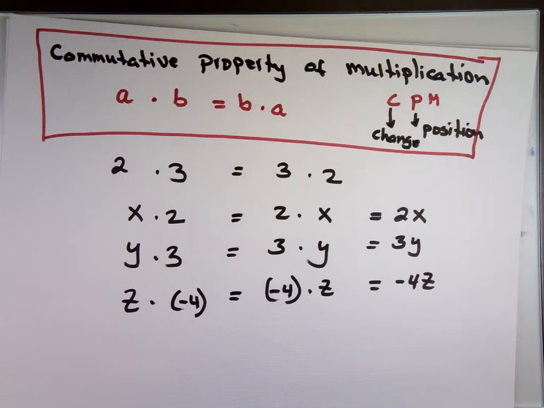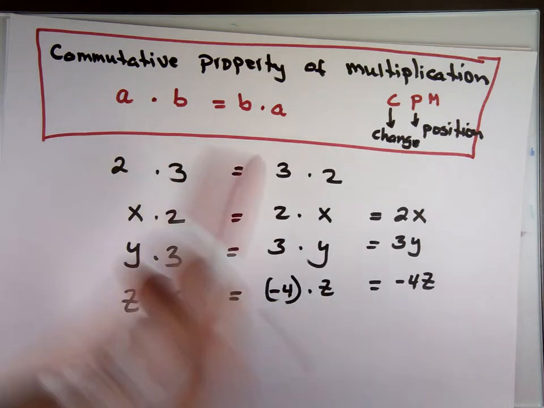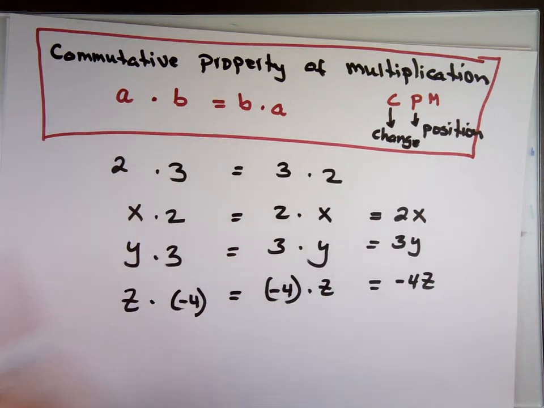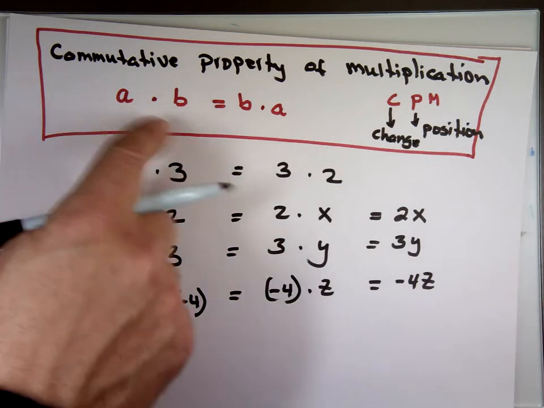It's called commutative property of multiplication. If you change the position of the two numbers or the two things you're multiplying, which we call factors, the answer is usually the product there. When you flip them, it doesn't change your answer.